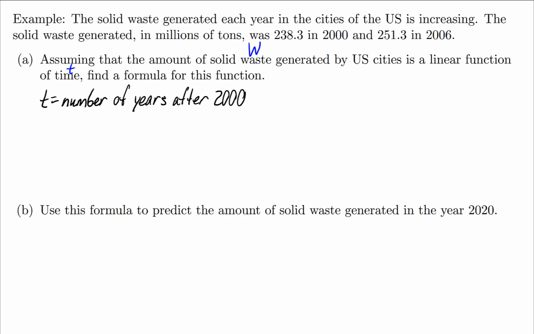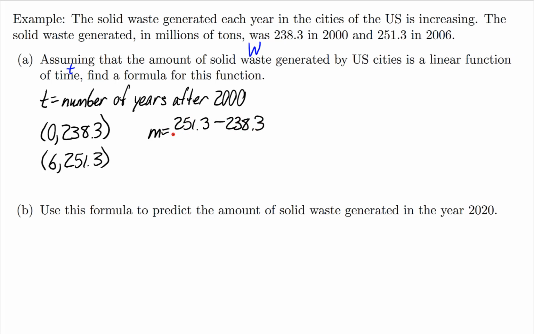So I can turn my data into some points. In 2000, we're looking at 0, 238.3 as our first data point, and in 2006, we have 6, 251.3 as our data. So let's find the slope from this. M is equal to 251.3 minus 238.3 over 6 minus 0. The numerator simplifies to 13, and the denominator simplifies to 6, and I think I'll leave that as a fraction just to make this easier.